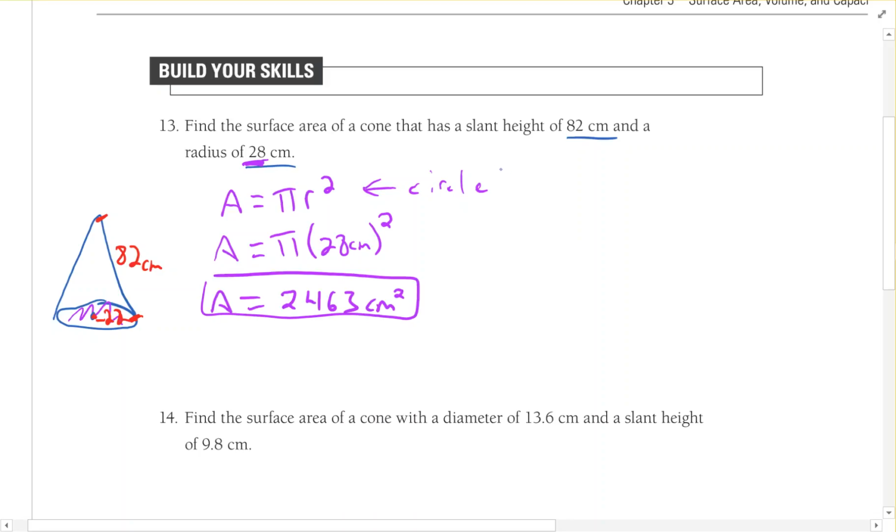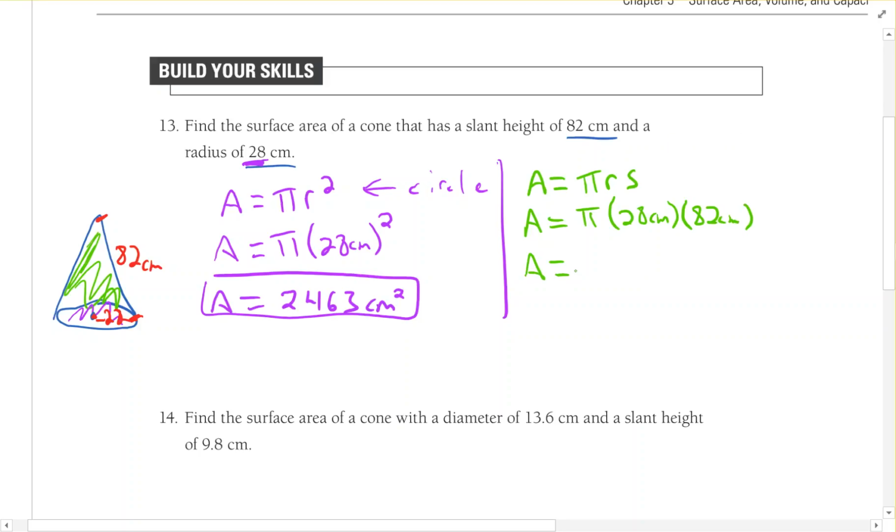Okay, so I'm going to put a box around that so I can remember that for after. Now I'm going to figure out the surface area of the lateral part, so everything else in our cone. I know that cone's looking terrible now. The surface area for the lateral part is area equals pi r s. So the area is equal to pi, 3.14, times the radius, still 28 centimeters, and now times the slant height, which is 82 centimeters. So the area there is going to be 7,213.1 centimeters squared.